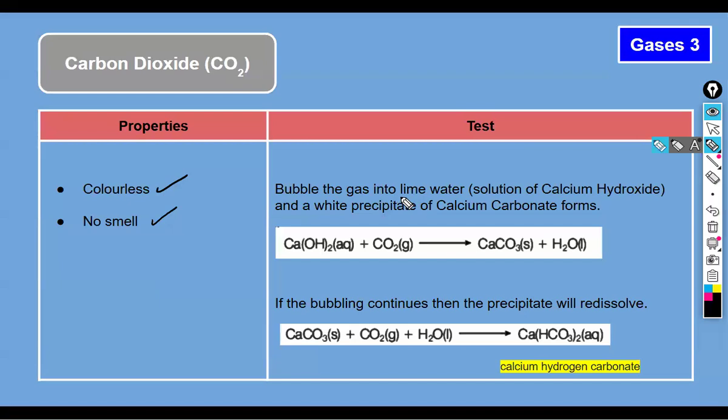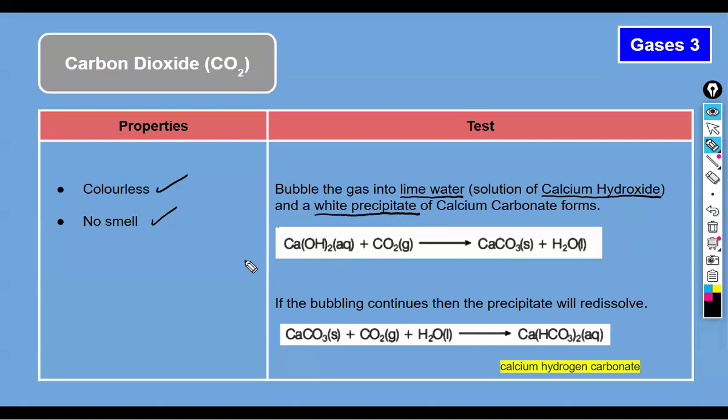You're going to get something called lime water. It's very, very popular in the chemistry lab. Now, the common name for this liquid is lime water, but the chemical name for it is calcium hydroxide. So what usually happens? When you bubble carbon dioxide, or in other words, an easier way, if you mix carbon dioxide with lime water, you get a white precipitate.